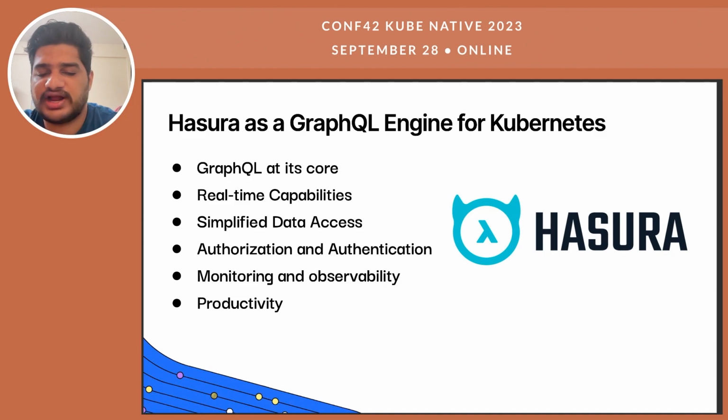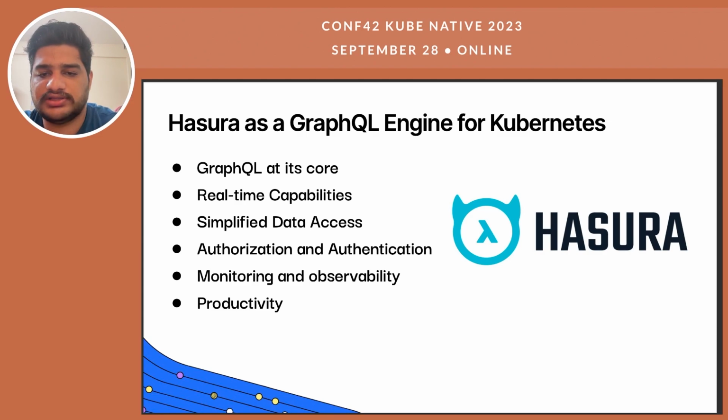In Kubernetes and GraphQL setups, security is very important. So Hasura also offers robust authentication and authorization mechanisms out of the box. You can easily define fine-grained access controls and permissions for your GraphQL schema, ensuring that only authorized users can access specific data and perform certain actions.